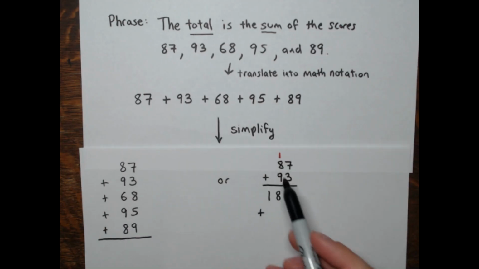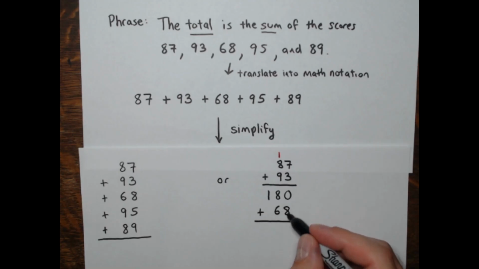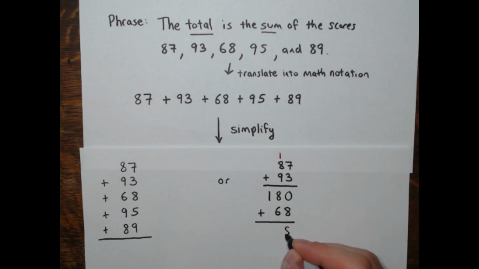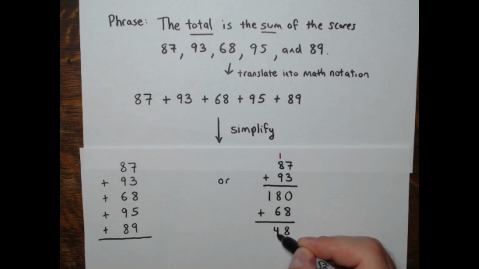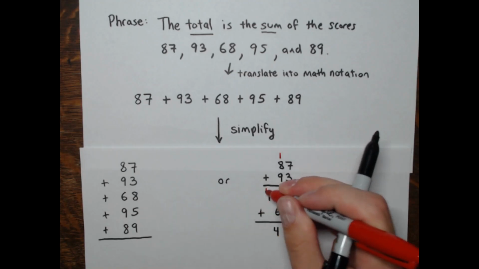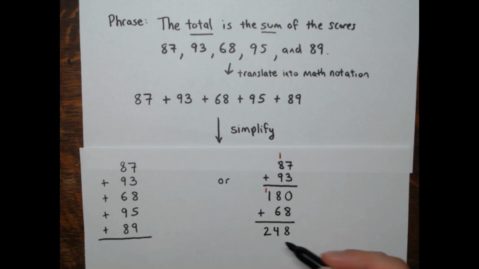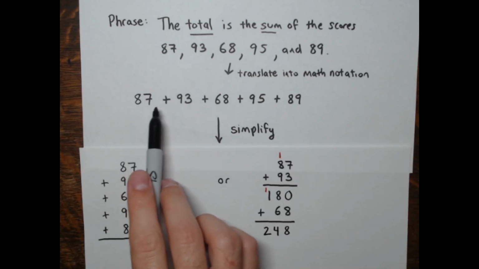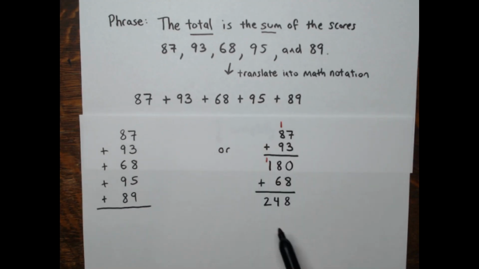And then we add the third score, which is 68. So again, ones digit, 0 plus 8 is just 8. Tens, 8 plus 6 is 14, so that's 4, carry the 1. And then hundreds, 1 plus 1 is 2. So we have 248 after adding the first 3 scores. And then I add the fourth score, all right, plus 95.